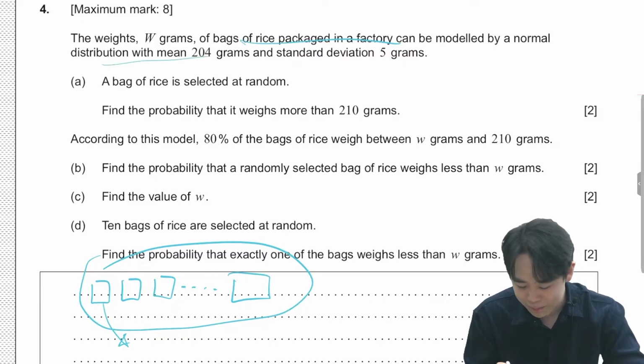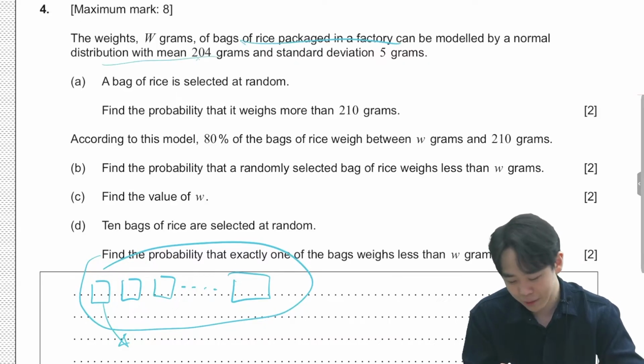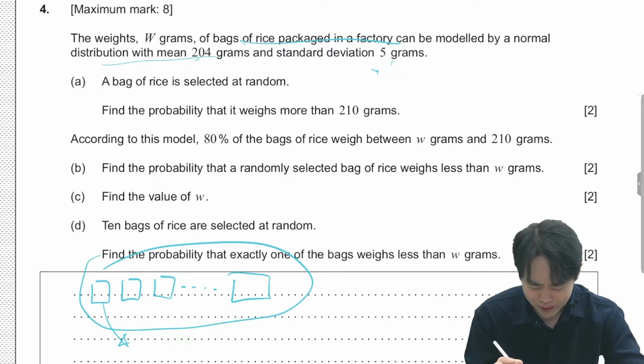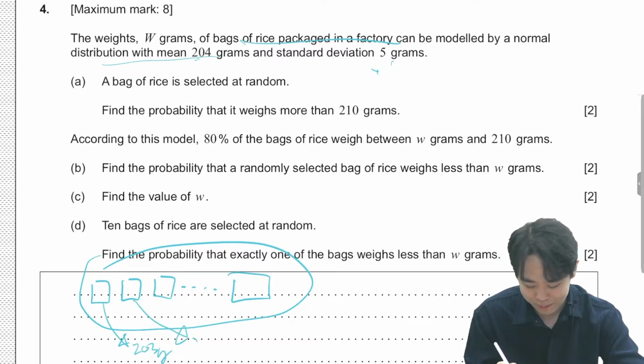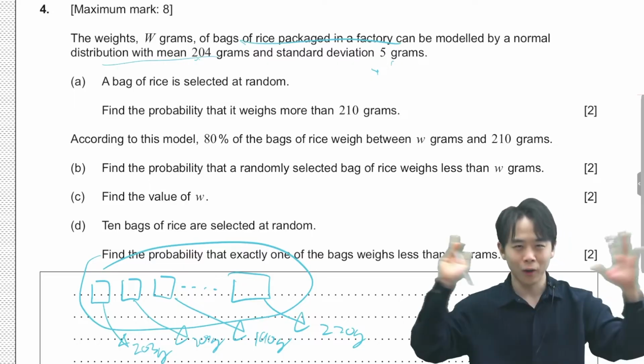And they're modeled by a normal distribution with mean 204, standard deviation 5. Okay, so what that means is some bags might be 203 grams. Other bags might be 207 grams. And then we might have 190 grams. We might have an extremely heavy bag of 220 grams. It's going to be all over the place.